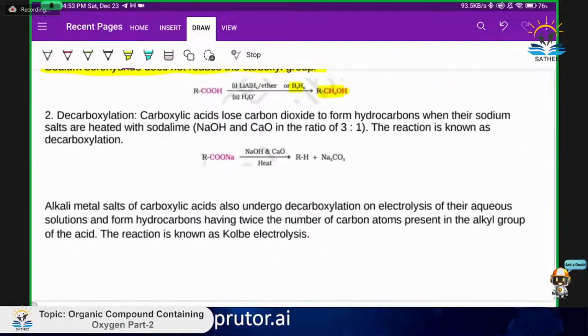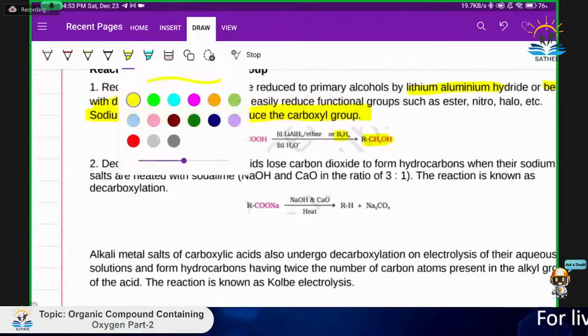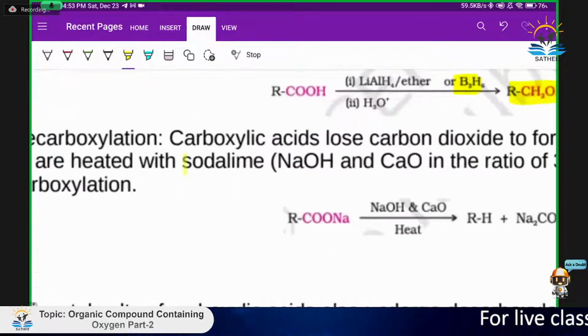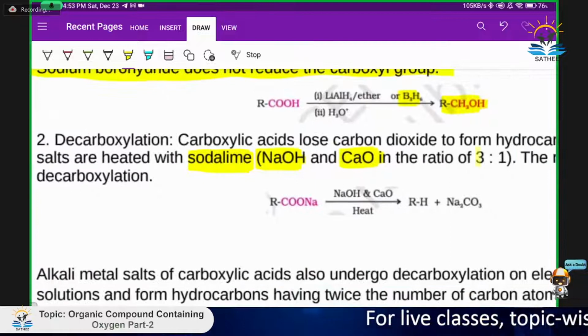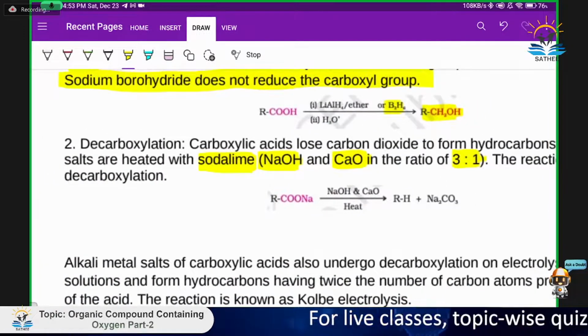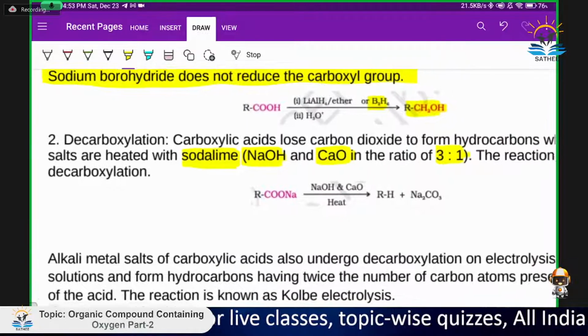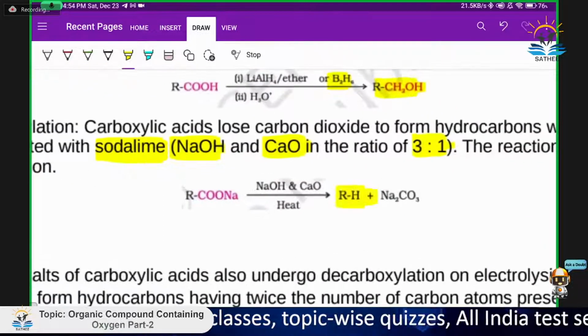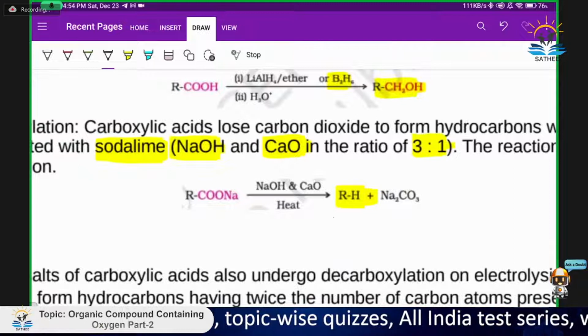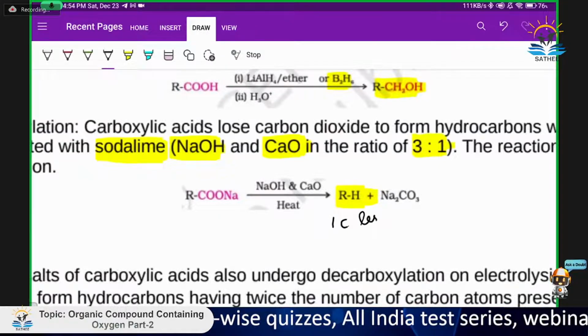Okay, now moving on to decarboxylation. Carboxylic acids lose carbon dioxide to form hydrocarbons when their sodium salts are heated with soda lime. What is soda lime? Soda lime is NaOH and CaO in the ratio of 3:1. So when we react the sodium salt of a carboxylic acid with soda lime, we get the corresponding alkane with one carbon less.